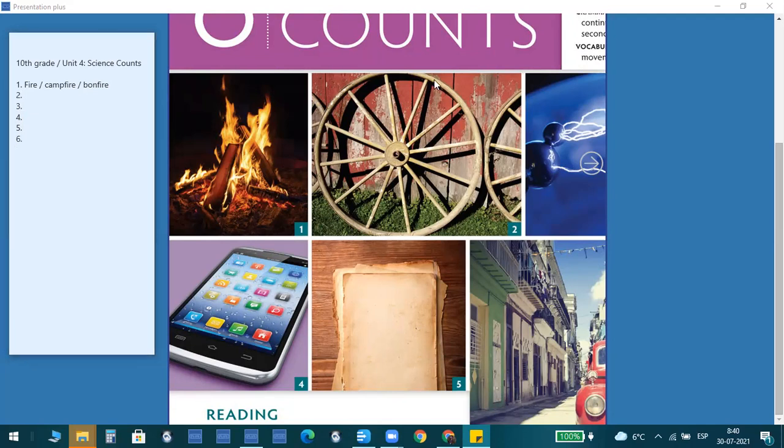Okay, what else? Let's go. Hello, what else can you see in the pictures? A wheel. Perfect. A wheel. That's great. What else? Wheels or a wheel? Yeah, perfect. Because there are many. Yeah, wheels. What else can you see?